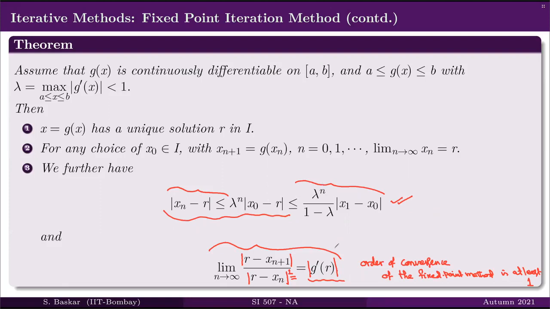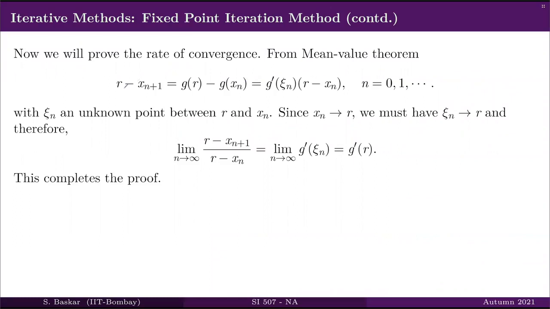Let us finally prove this order of convergence result. Again, for that, we will use the mean value theorem, which I told in the previous slide, where xi n is some unknown between r and xn. We have already proved that the sequence xn converges to r and xi n is lying between r and xn. Therefore, in the limiting case as n tends to infinity, xi n, which is lying between these two, will also converge to r, right? Again, I'm using the sandwich theorem.